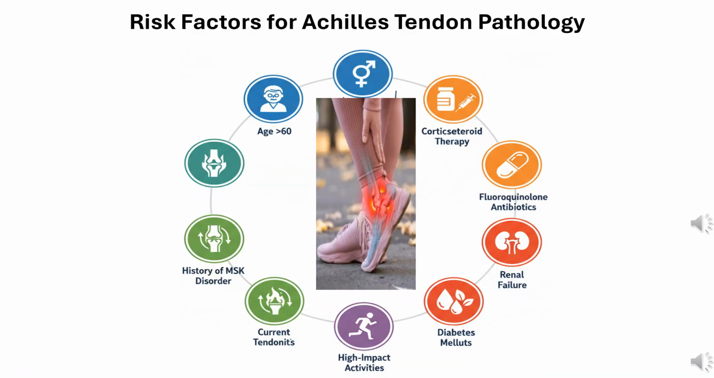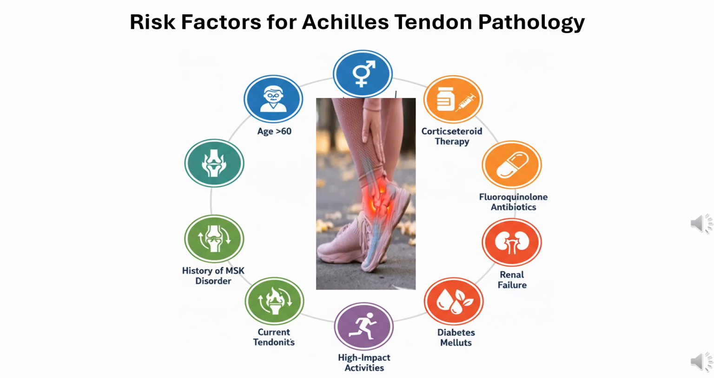Risk factors for Achilles tendon pathology, tendinopathy, and rupture. The risk of developing Achilles tendinopathy or experiencing a tendon rupture is multifactorial. 1. Patient demographics and physiology. Age greater than 60 years. The tendon naturally becomes less vascular and more degenerative with age, reducing its tensile strength and healing capacity. Male sex. It is clinically notable that ruptures are significantly more common in men.